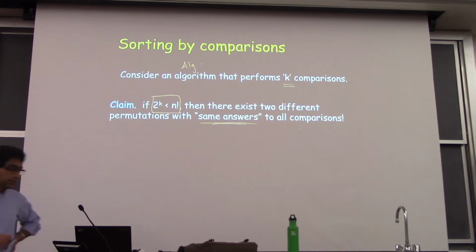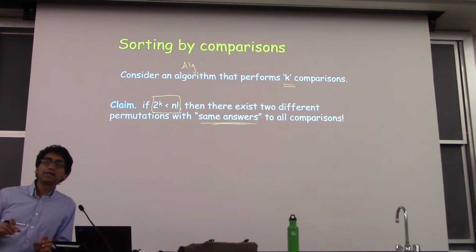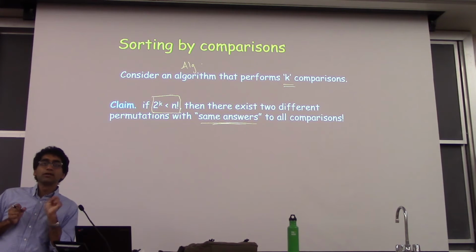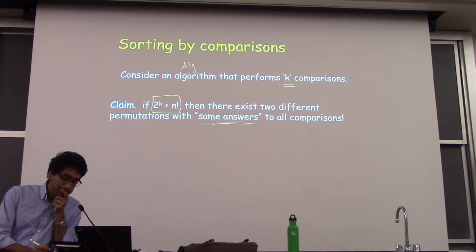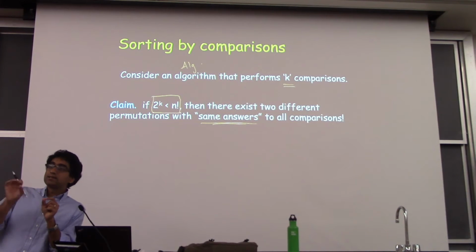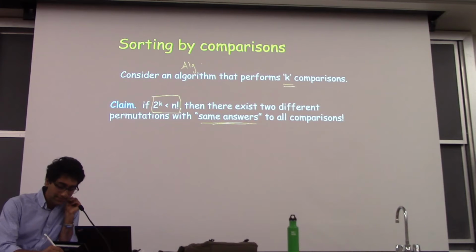So now what I want to say is, suppose I start with two different permutations of this b. And before going there, note that the answer to every comparison is either yes or no, right? In some sense. So it asks, is a_i less than or equal to a_j?